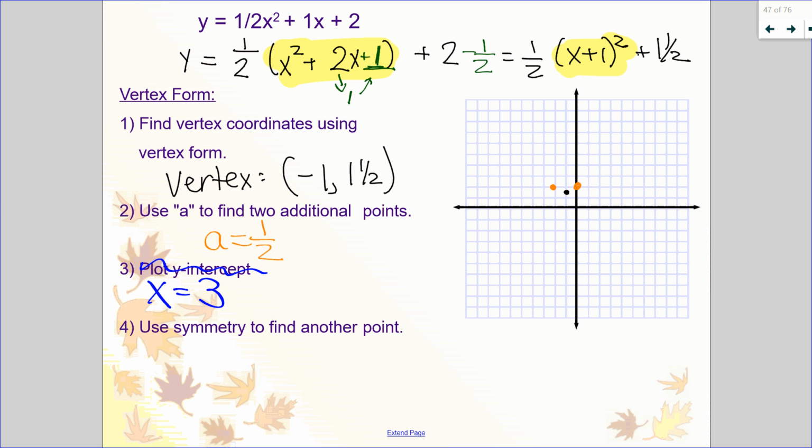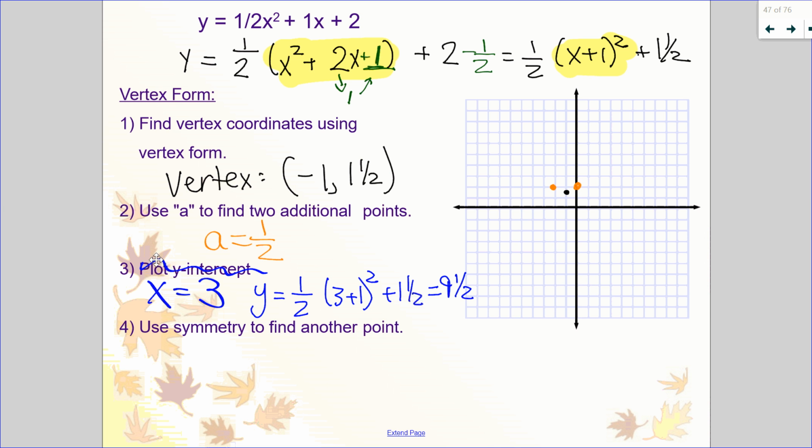So instead of plotting the y-intercept, pick a value for x and plug it in. You can plug it into the original equation, or you can plug it into the vertex form of the equation. It's really up to you. So I'll just do the vertex form. y equals 1/2 times 3 plus 1 squared plus 1 and 1/2. So this is 4 squared, that's 16, times 1/2, that's 8, 9.5.